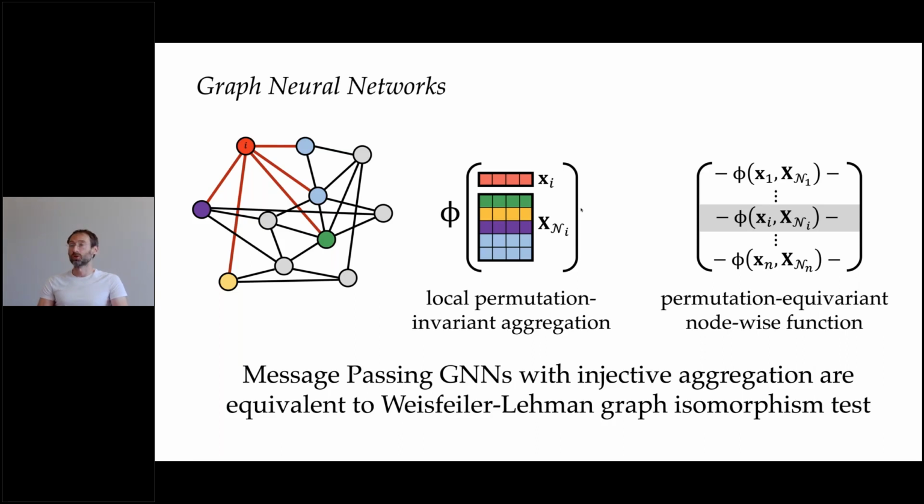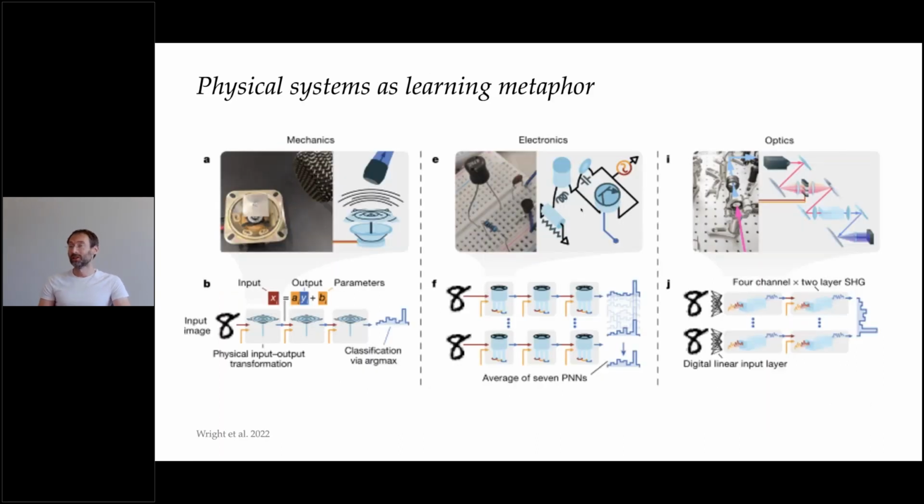So what I would like to show you today is a different perspective, and this is a good mental picture to have in mind for the rest of the talk. So we are talking about physical systems. This is a figure from a paper recently published in Nature, where they incorporated real-world physical systems by backpropagating through them.